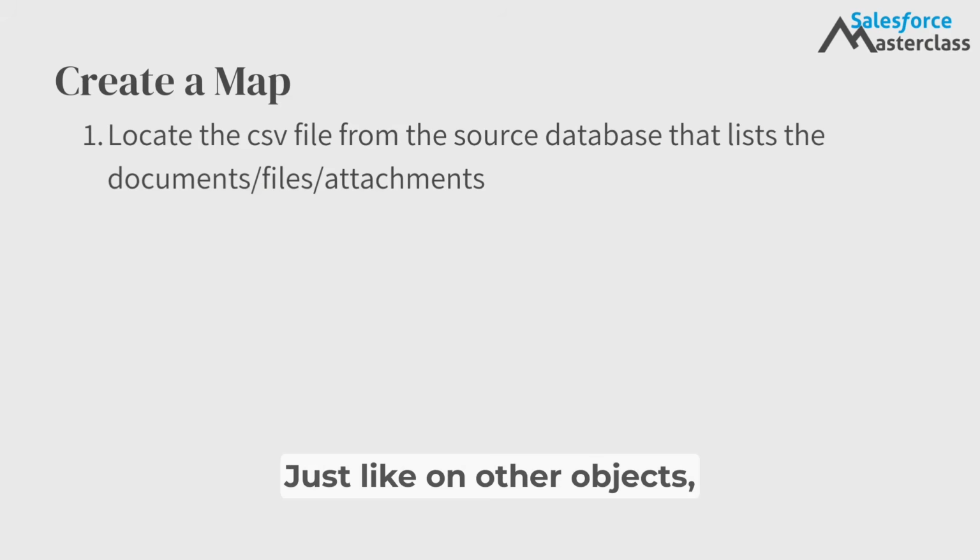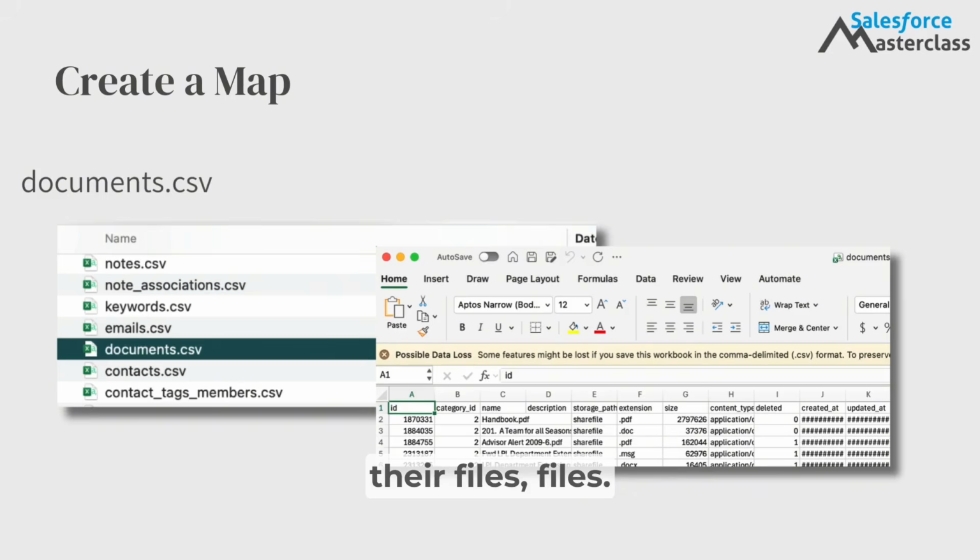Just like on other objects, we start by locating the source org's file containing the list of records we want to insert. Not all databases call their files files. Look for a subfolder within the export. If it looks like it contains attached files, take note of the folder's name. Maybe it's documents, maybe it's attachments, maybe it's files. You'll then look for the CSV file within the export that contains the list of every attached file's name and information. This is what you'll create your map from.